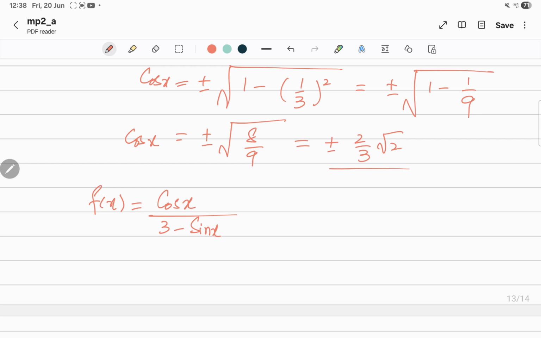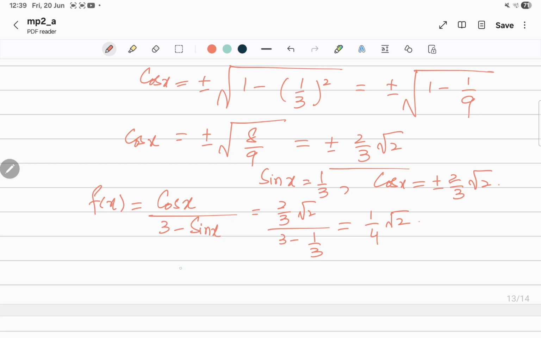Okay, so we got the value of sin x as 1 over 3 and cos x as plus or minus 2 over 3 root 2. So for the positive value of cos, 2 over 3 root 2 over 3 minus 1 over 3. If you type this fraction into the calculator, you will end up with 1 over 4 root 2.